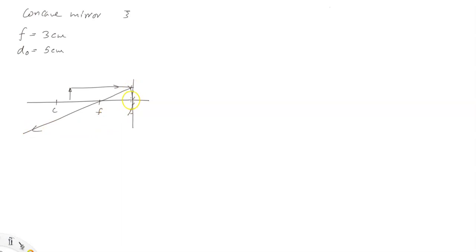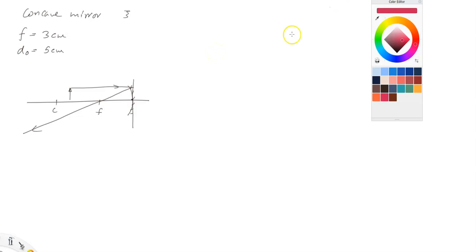And I can use one that hits the center. One that comes to the center makes the same angle in reflection, it has to be the same angle, reflects, and you just extend these lines until they cross each other. Where they meet, here we have an inverted image, actually a magnified image.